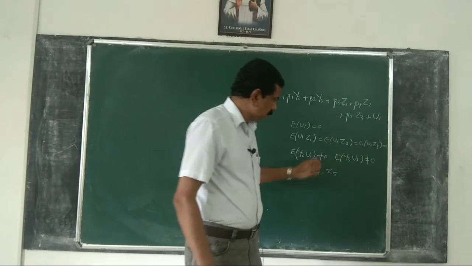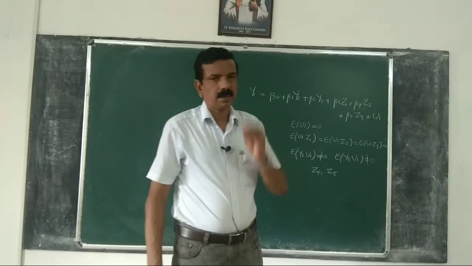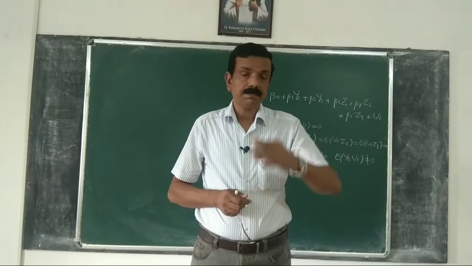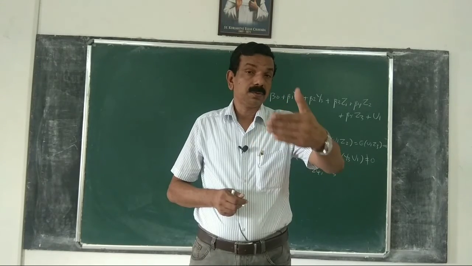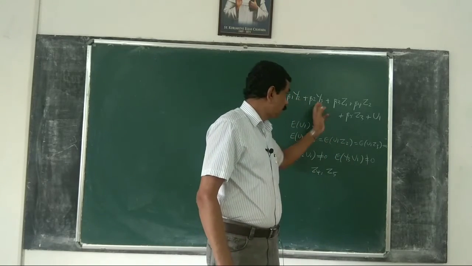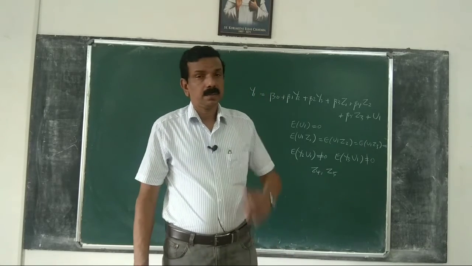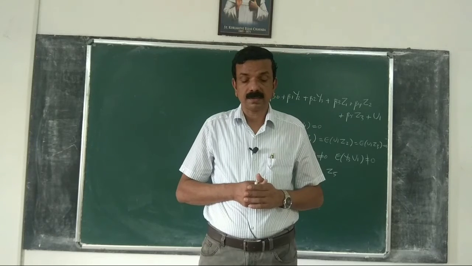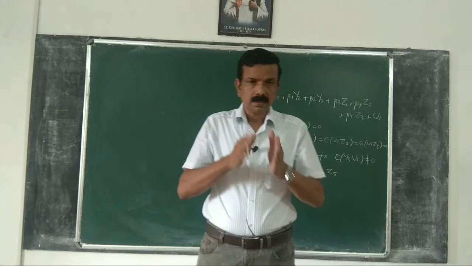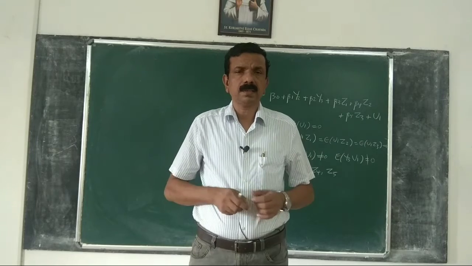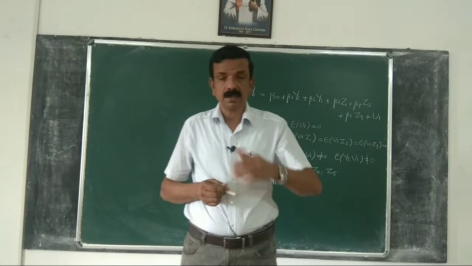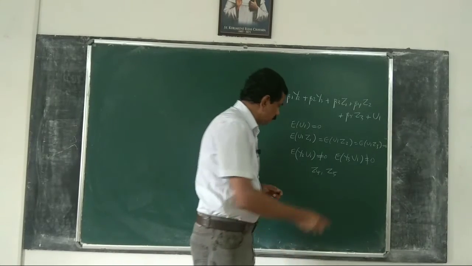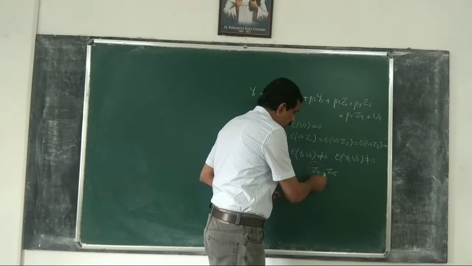Even though it is a necessary condition for identification, that is, z4 and z5 appear in the reduced form for y2 and y3, it is not sufficient. That means, although the necessary condition is satisfied, unfortunately, it is not sufficient. The problem is, it is possible that Z4 appears in both.